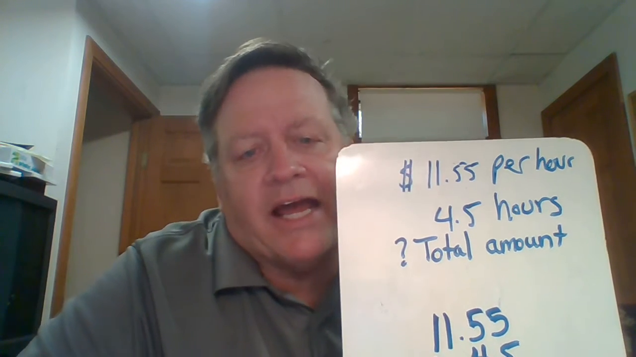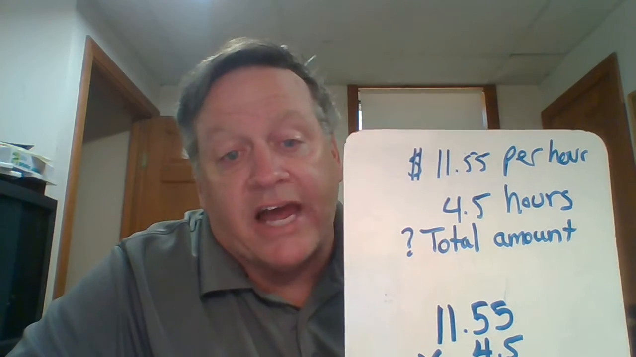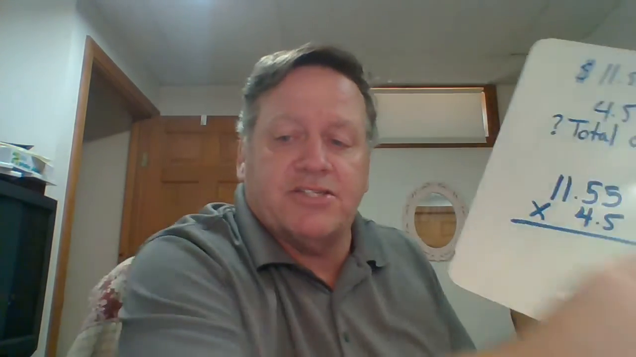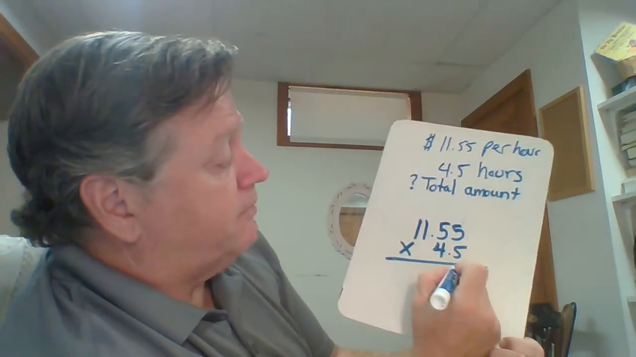So I know for a plan, I have to multiply $11.55 times my 4.5 hours to figure out how much she made. So here we go. So we have this set up. So that's my plan. So next is to solve. So this is where I'll pick it up.